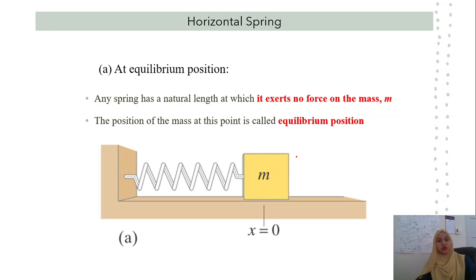Alright, let's continue with horizontal spring. For case A, the horizontal spring is at equilibrium position. What does that mean by equilibrium position? It means that the spring is not moving.